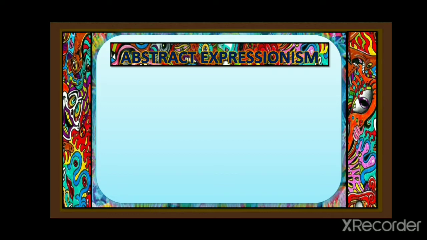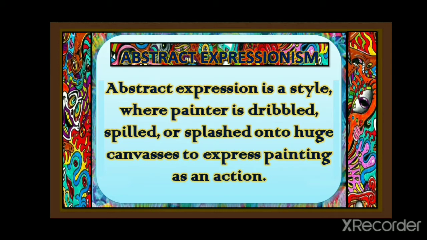Next is Abstract Expressionism. Abstract Expressionism is a style where painters dribble, drip, or splash paint onto large canvases to express painting as an action. Abstract Expressionist artists reject the use of subject matter in their work, and they are called action painters because of the way they drip, spill, and splash the color. This art style is also known as the New York School.